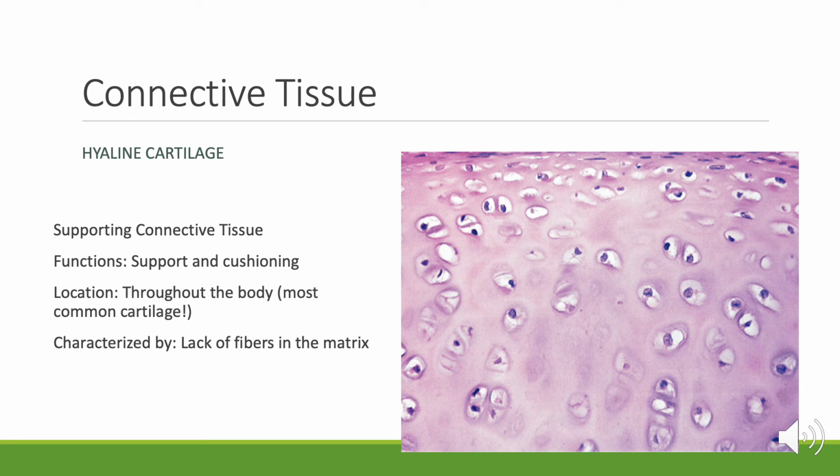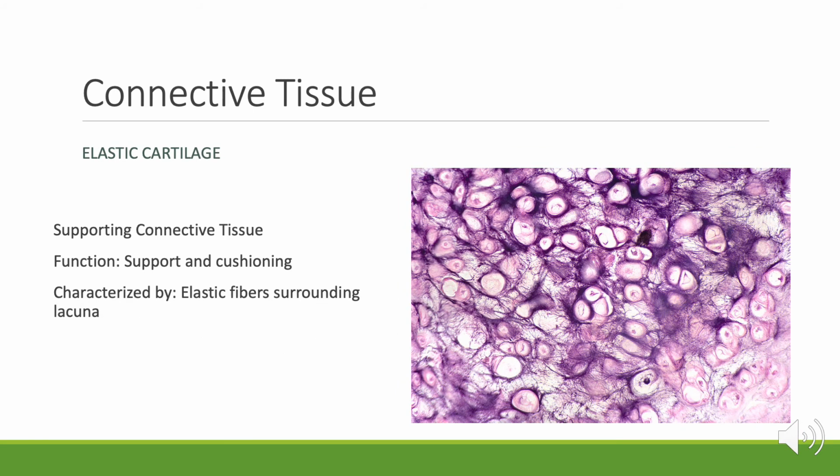Hyaline cartilage is the most common cartilage and found throughout the body. Its main functions are support and cushioning, and it is characterized by its lack of fibers in the matrix. Elastic cartilage, on the other hand, is easily distinguished from hyaline cartilage as it has lots of fibers in the matrix. However, it has the same general functions as hyaline cartilage.